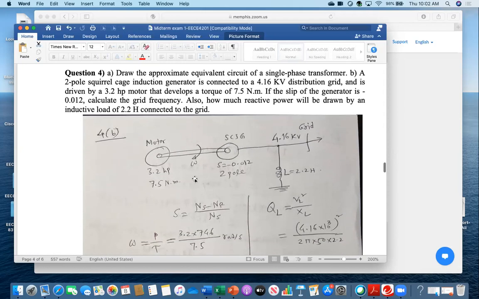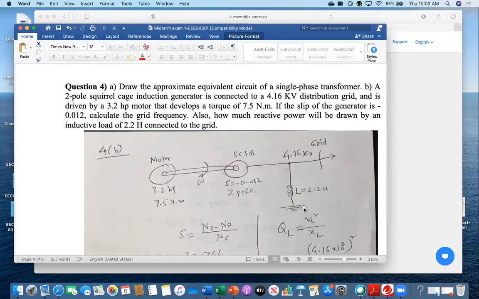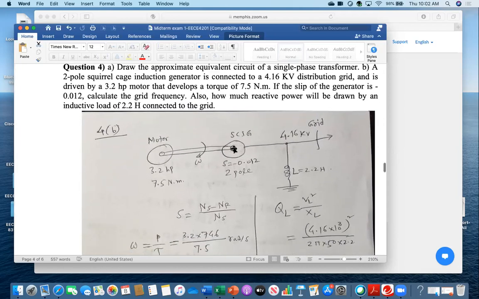You see, I have drawn a brief schematic. This will be the schematic. This is the SCIG, squirrel cage induction generator, and that is powered by a motor, because it requires the prime mover, because you have to make the slip negative. That's why you need a prime mover.